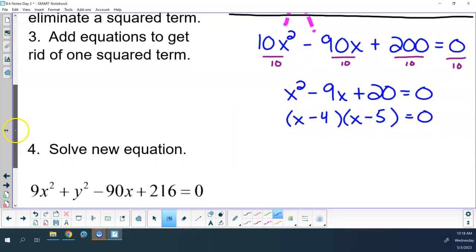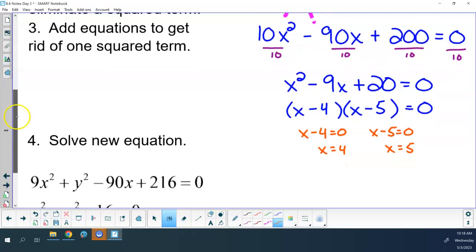Okay? So then, you solve those. X minus 4 equals 0, so x is going to be 4. X minus 5 is equal to 0, so x is going to be 5. So we've solved those. So we've got x is 4, and we've got x is 5 as our two that we need to solve for.